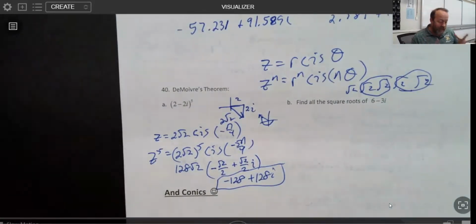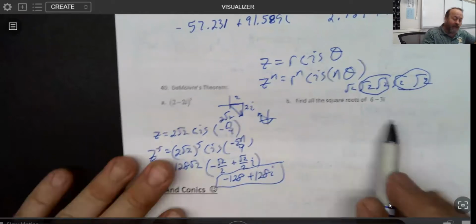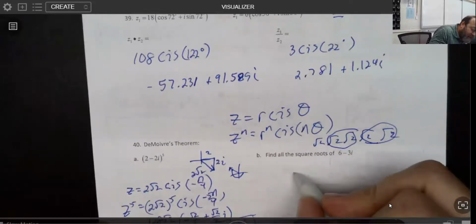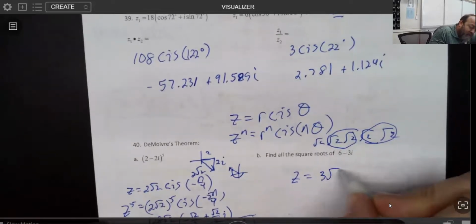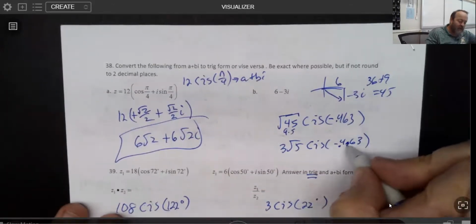Okay, now my last problem, where we're going to look at the square roots of this crazy thing right here. My original problem that I wrote above was 3 root 5, CIS negative 0.463. It looks like I made a typo above, 0.463, not 4.63. Let's fix that. Let's make it 0.463.